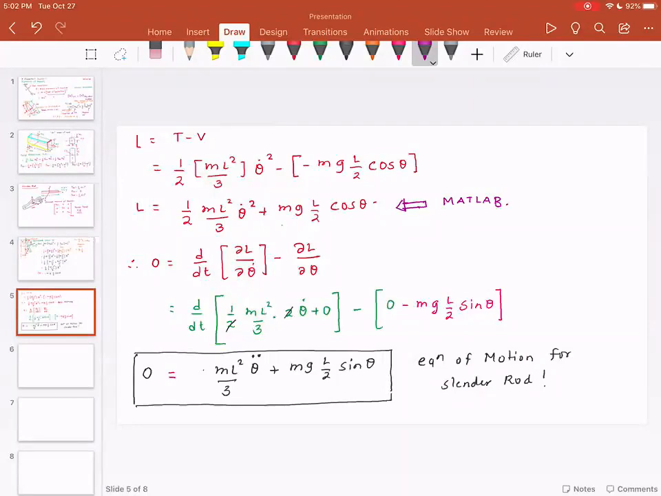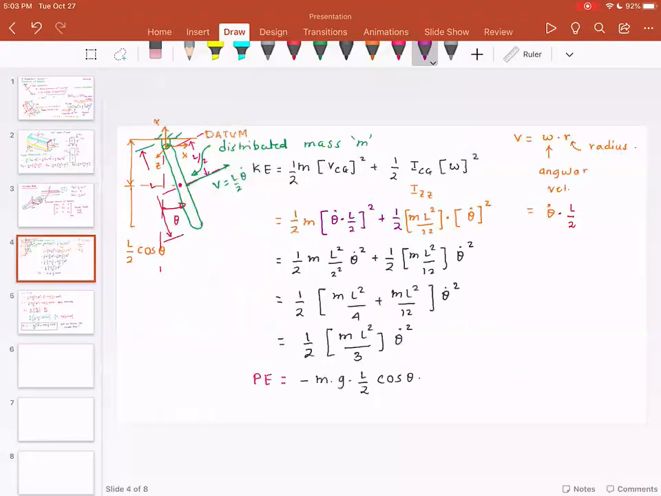Now let's try to understand this problem in a slightly different context. If you look at the way the problem was set up, this is a planar problem. So this is planar, which means this slender rod was only oscillating around z. So planar means no motion about x or y.